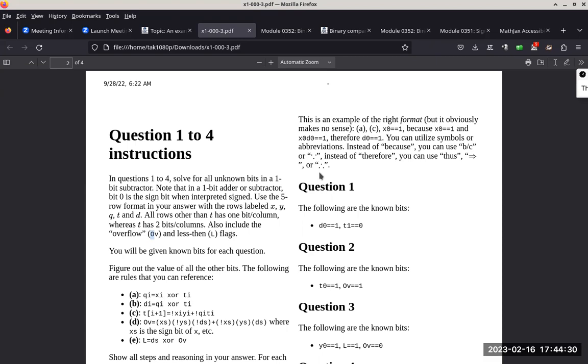Yes? Not sure if I missed it, but can we assume that this is not being connected to another address? Yes, each one is a standalone subtractor. Yep. You can also ask questions during the exam.